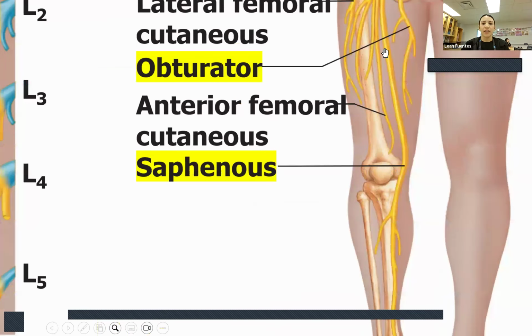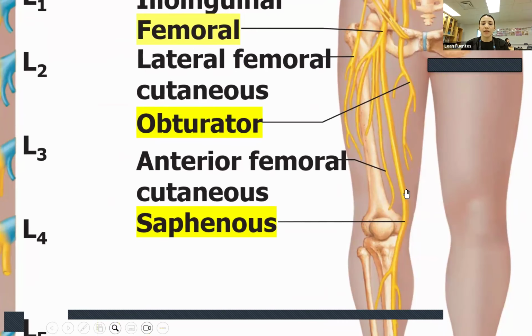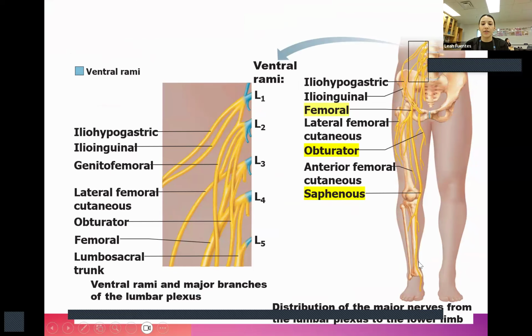And then moving down, our saphenous nerve is also a long one, and that goes pretty far down our body. In here, we also have the iliohypogastric and then the ilioinguinal. But specifically, the obturator, femoral, and saphenous are important for our purposes. And then again, this is just telling you where it comes off of. And we can see the femoral nerve is coming off of L4 from the lumbar plexus.